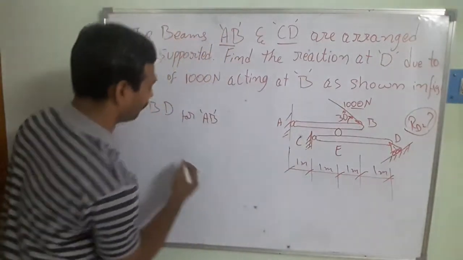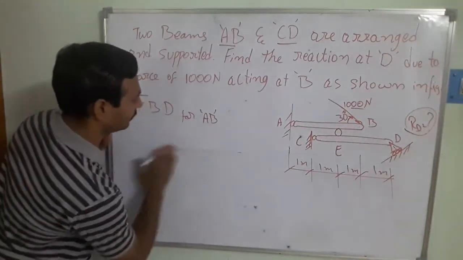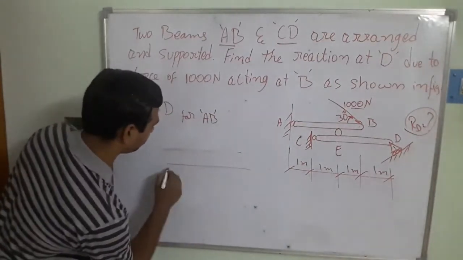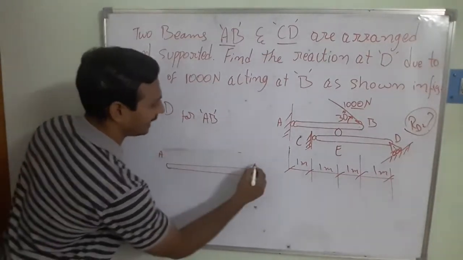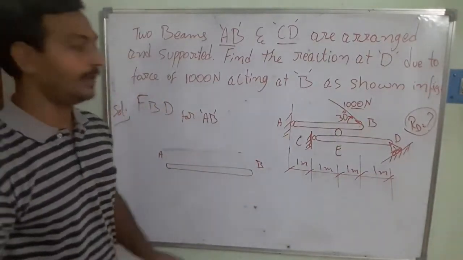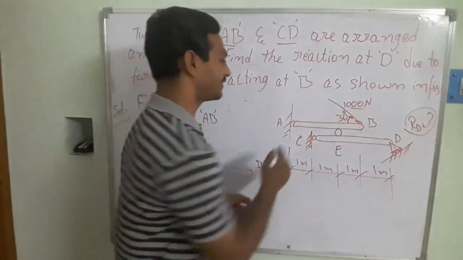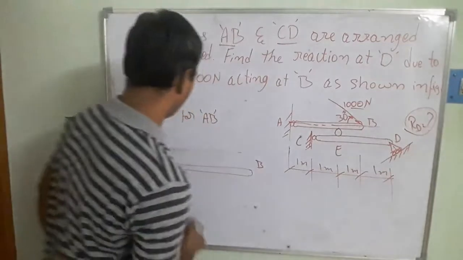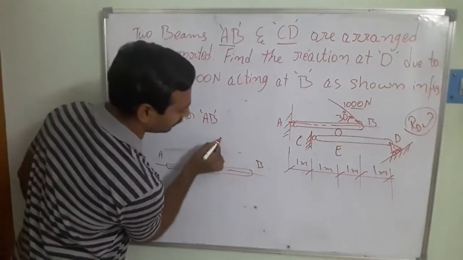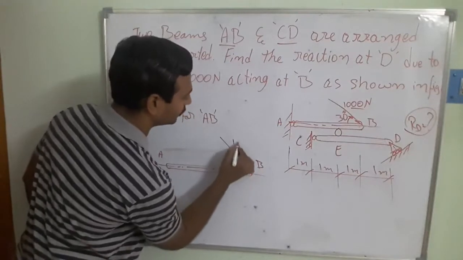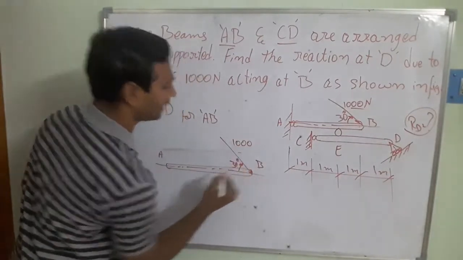So first I am going to take the AB here. I am taking this as A and this as B. As we know, this 1000 newtons is acting at 30 degrees to the horizontal axis of this beam. So for this beam I am going to take the axis and make the force here 1000 newtons as it is, and the 30 degrees I have shown here.